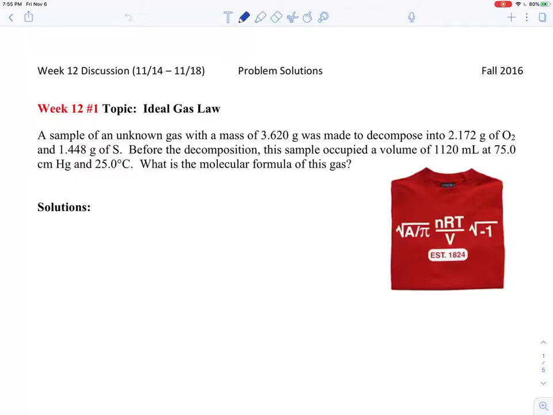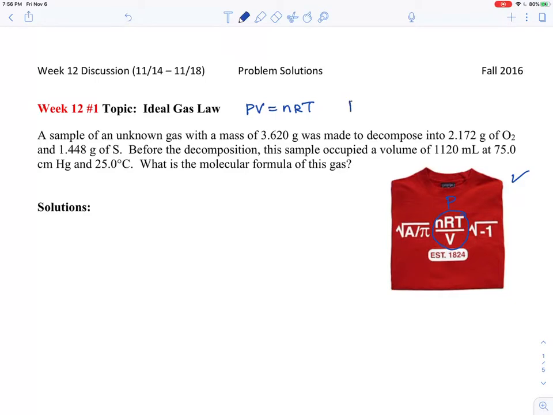Okay, so week 12, topic number 1 is the ideal gas law. The ideal gas law is PV equals nRT, which I've shown you here. This is one of my favorite RPI teachers. So we have to use this equation.